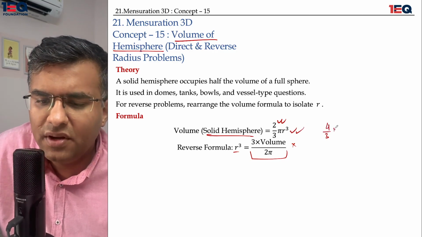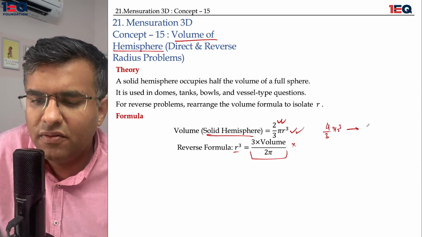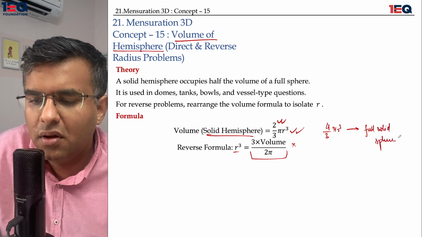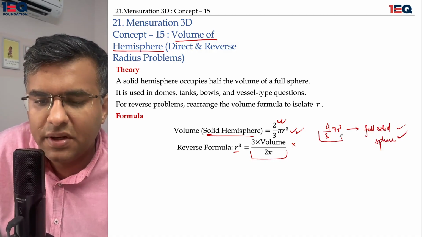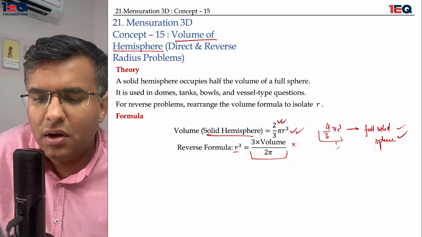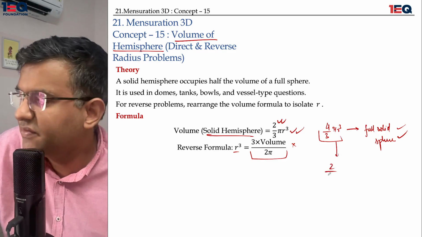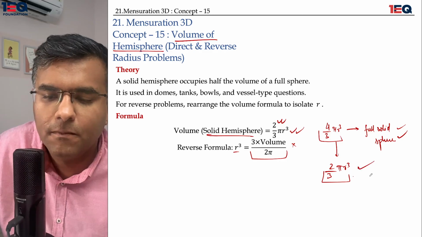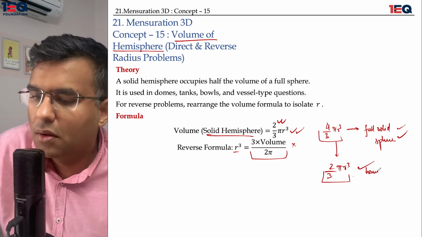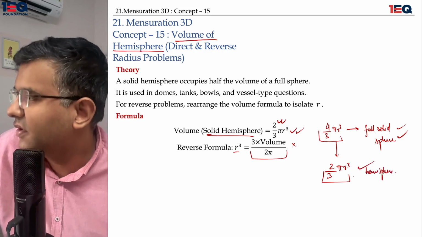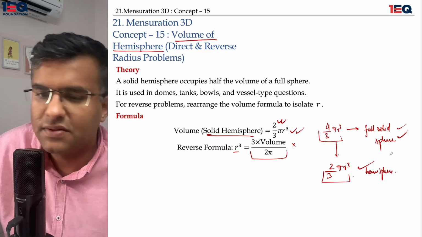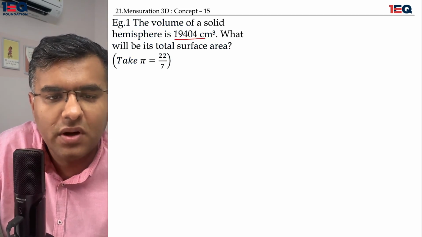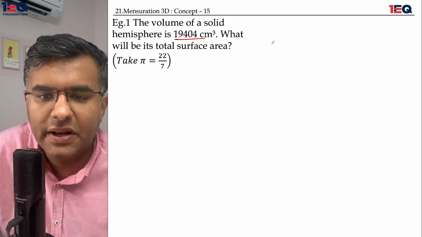I told you 4 by 3 pi r cube is the formula of a full solid sphere. Similarly, for a half solid sphere or a hemisphere, we have 2 by 3 pi r cube. This is the hemisphere, right? Let's go ahead. The volume of a solid hemisphere is this. What is the total surface area? I'll quickly write down the formula first.